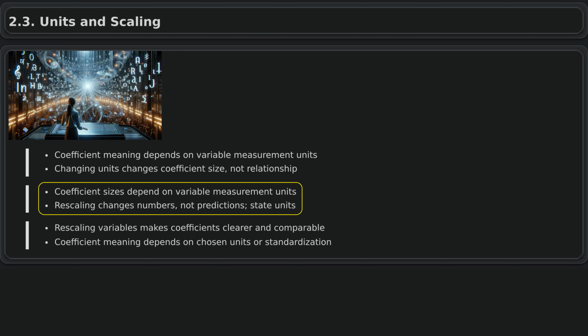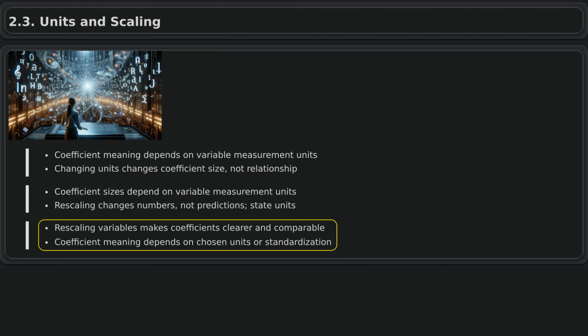If you rescale a predictor, such as using tens of hours or sets of 50 problems, the numerical value of the coefficient changes, but the model's predictions do not. What matters is how you interpret it, so always describe the effect in terms of the new units, such as per additional hour or per set of 50 problems, rather than focusing only on the raw coefficient value.